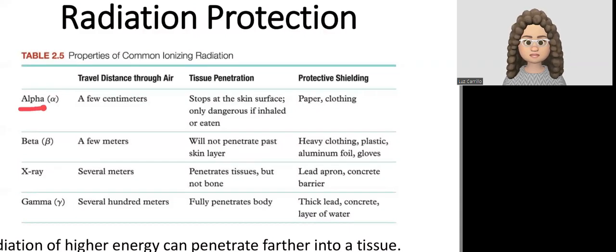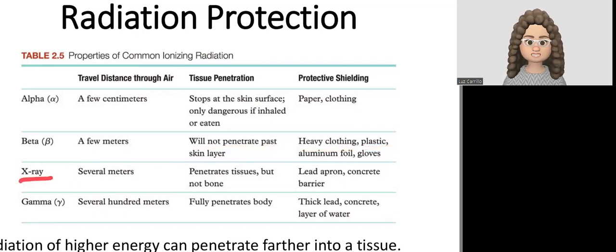An alpha particle can travel a few centimeters through air. It stops at the skin surface. It's only dangerous if it is inhaled or eaten. The protective shield that can be utilized for an alpha particle is paper or clothing. Beta particles can travel a few meters through air. They will not penetrate past the skin layer. But as a protective shield, we need heavy clothing, plastic, aluminum foil, or gloves.